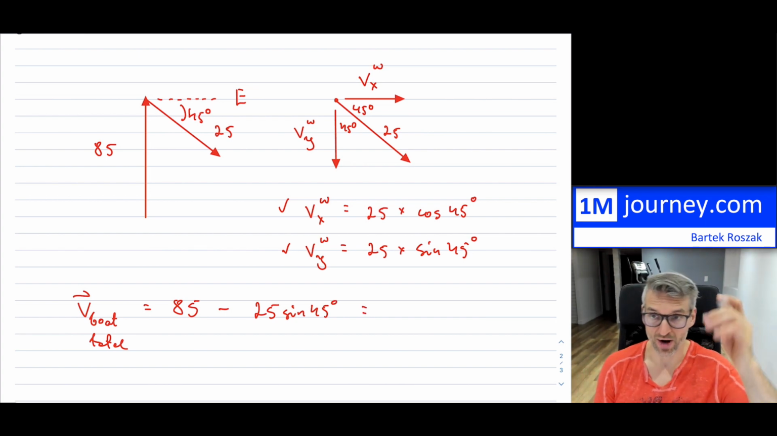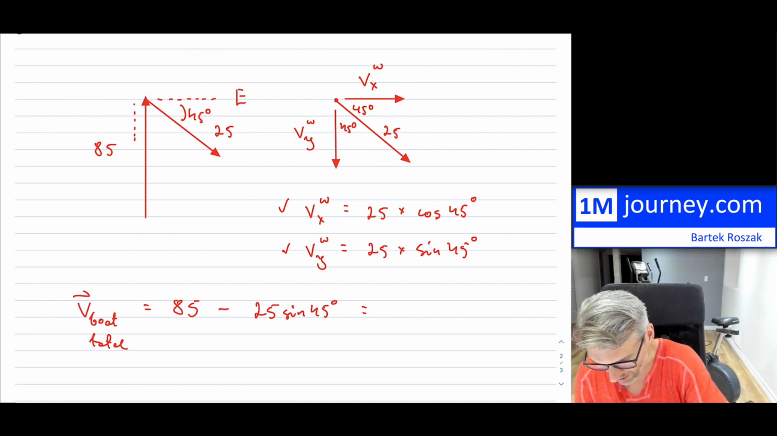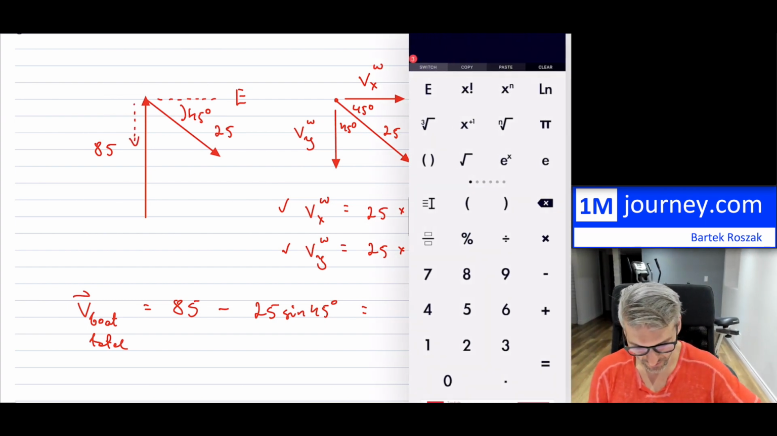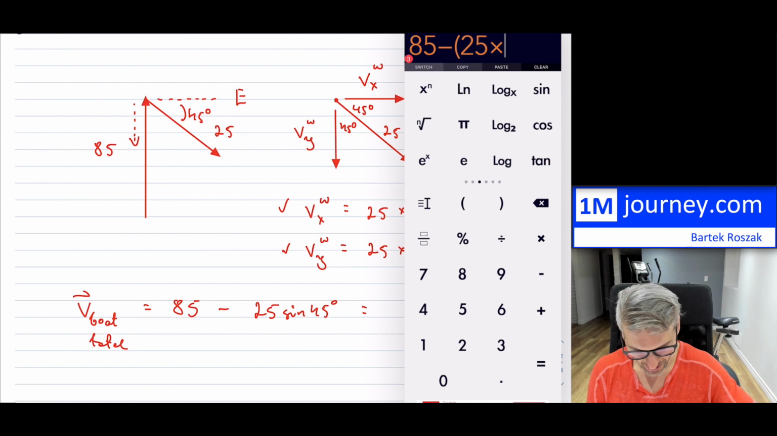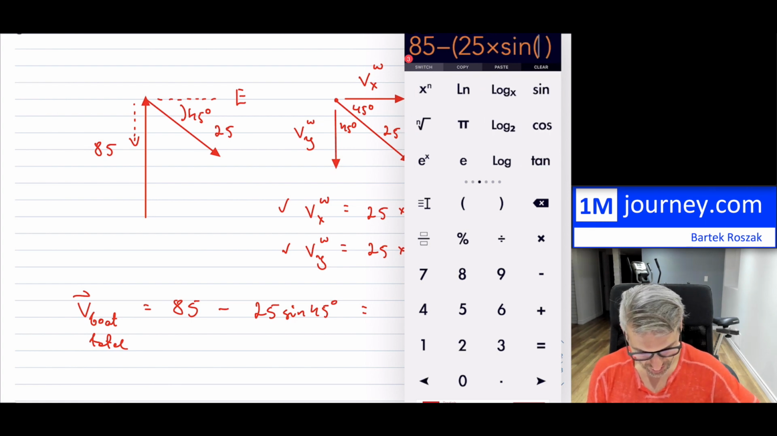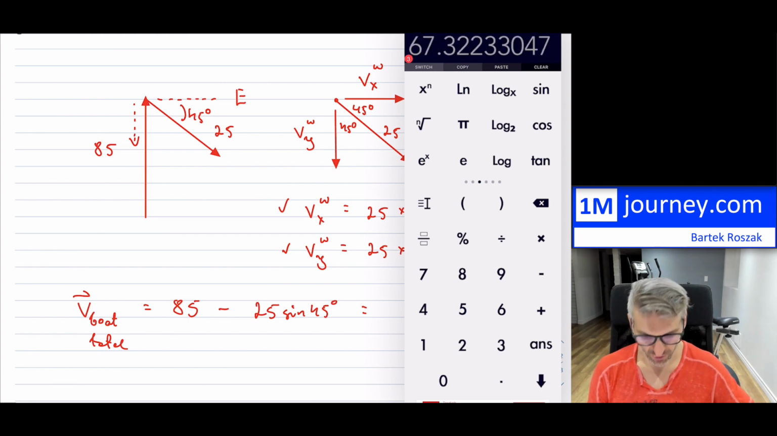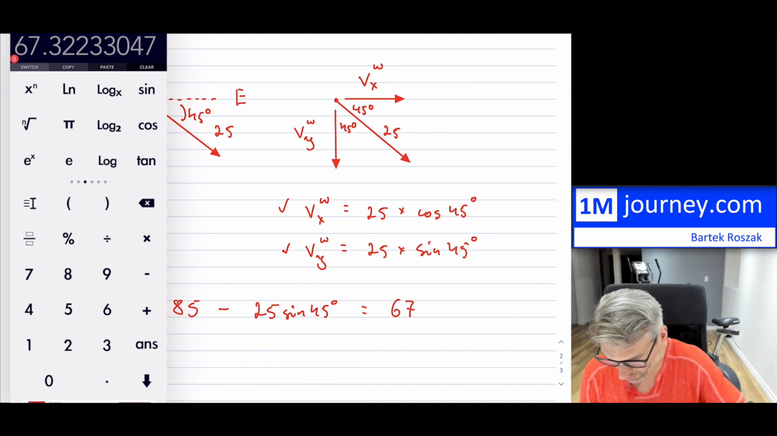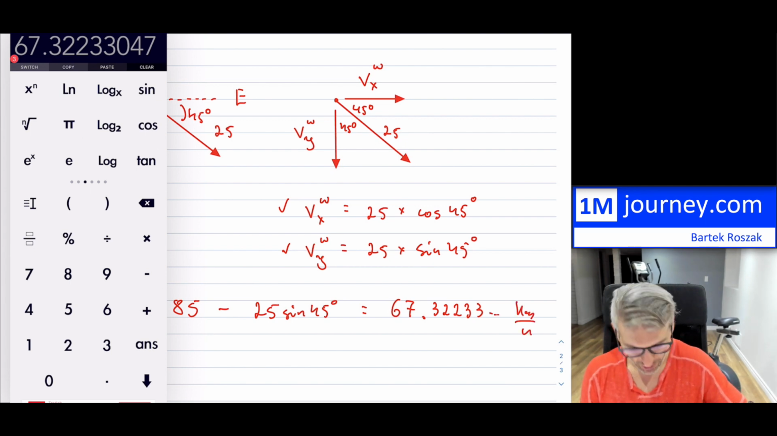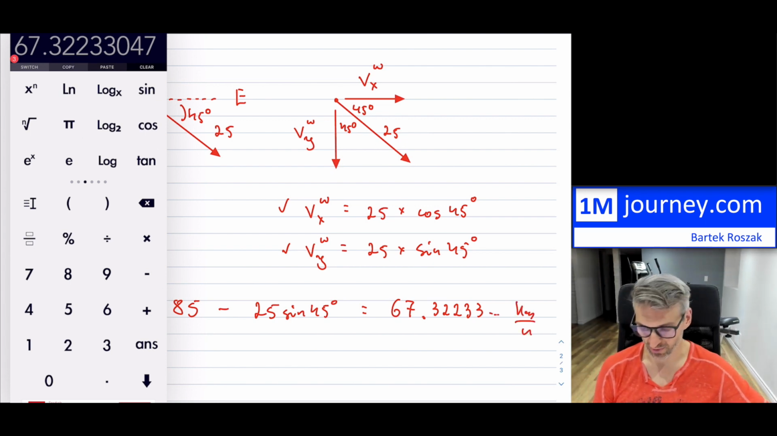So we're subtracting that small piece right there. It's going to get subtracted off. So 85 minus 25 multiplied by the sine of 45. You can plug that in, or if you remember your unit circle, that gives you 67.3 kilometers per hour. I'll just keep these for the moment. I'm not going to round it, since it's an intermediate step.